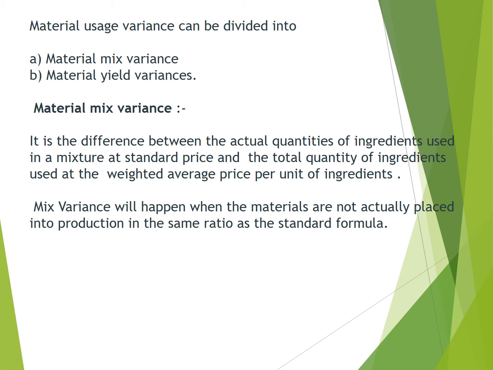Material mix variance is the difference between the actual quantities of ingredients used in a mixture at standard price and the total quantity of ingredients used at the weighted average price per unit of ingredients. Already I explained, there may be 5 or so items, and the quantity used may differ from the standard. Mix variance will happen when the materials are not actually placed into production in the same ratio as the standard one. The standard formula will say one particular quantity, but when the actual production happens, the quantity might have varied.